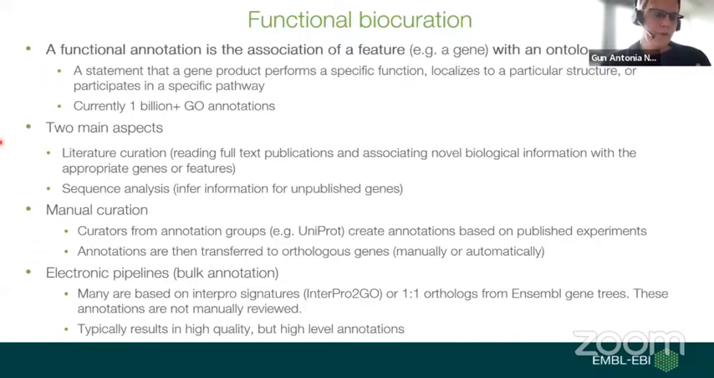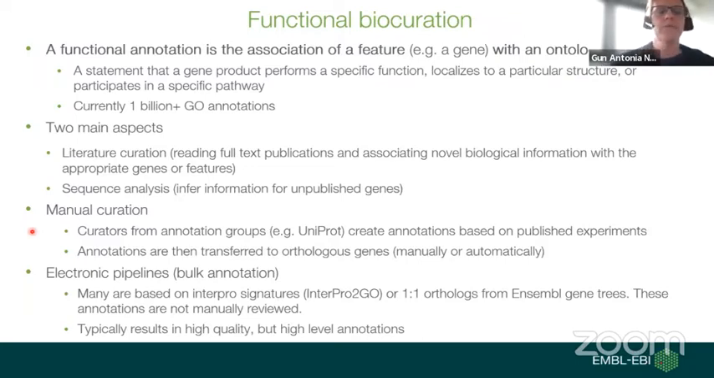Not all curators curate on a gene by gene basis, some curate on sequence features, like certain domains, for instance. And then you can also perform sequence analysis, so infer information from published genes. So manual curation is when different curators create annotations based on what's been published. And annotations can also be transferred to orthologous genes, either manually or automatically.